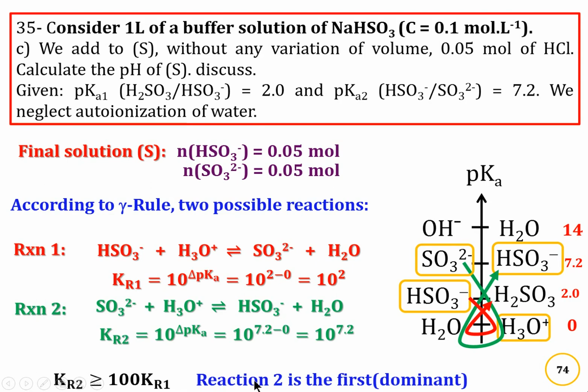So reaction 2 is the first. It will start and then reaction 1 will start. It's not necessary in this problem to calculate K of the reaction to compare the sequence. We can say the greater gamma will start first. So the gamma in red is less than the gamma in green. So the reaction between SO3 2− and H3O+ will start first.